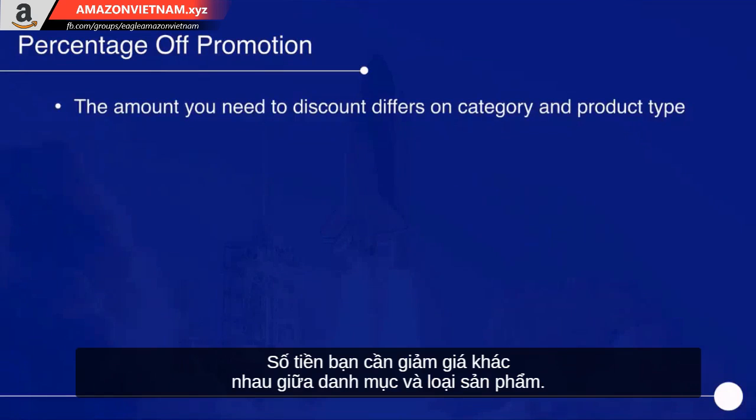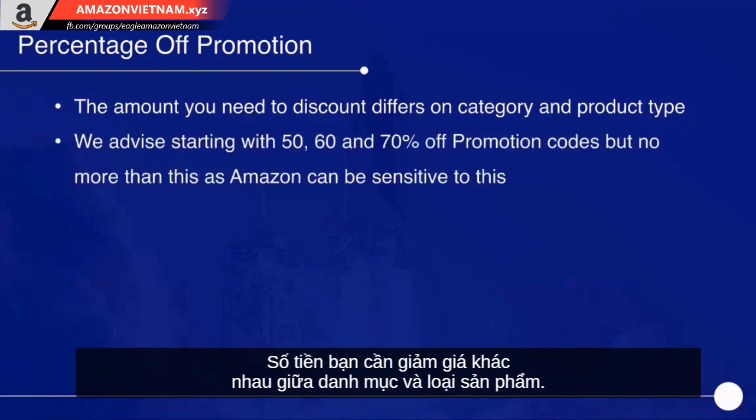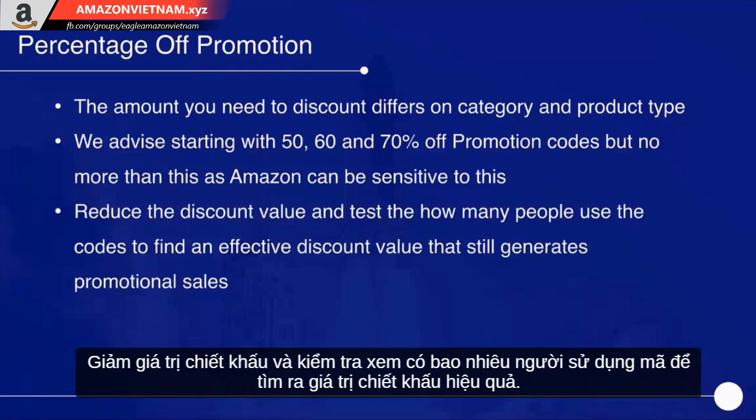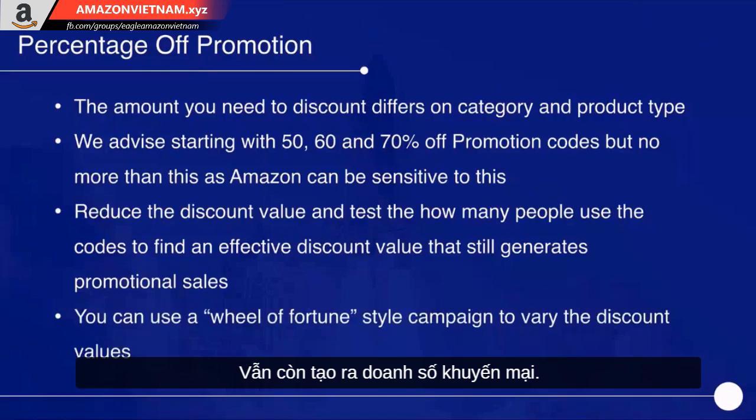The amount you need to discount differs from category and product type. We advise starting with 50, 60 and 70% off promotion codes, but no more than 70%, as Amazon can be sensitive to this. Reduce the discount value and test how many people use the codes to find an effective discount value that still generates promotional sales.